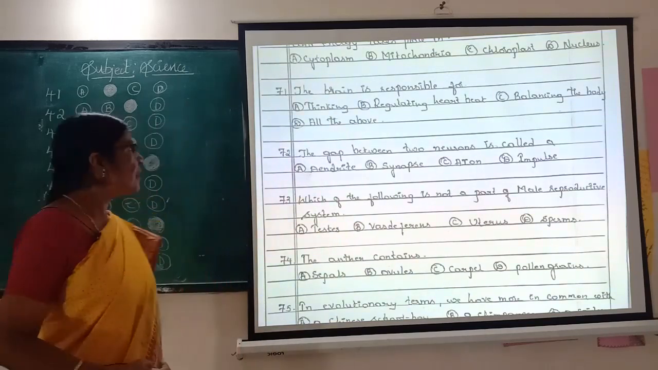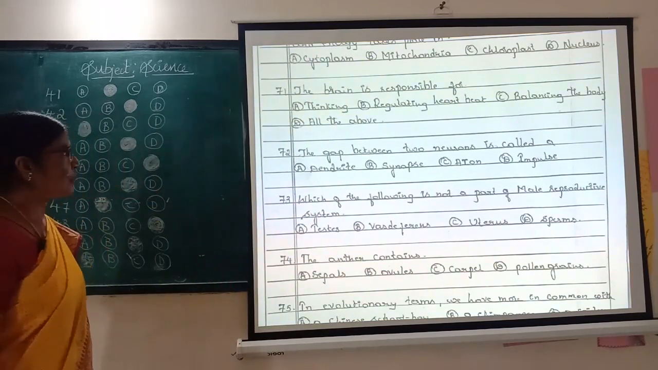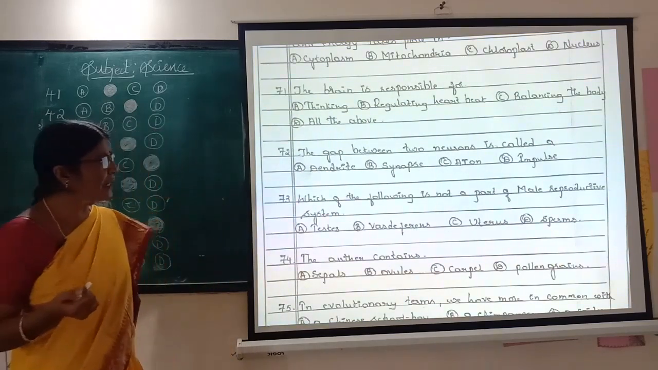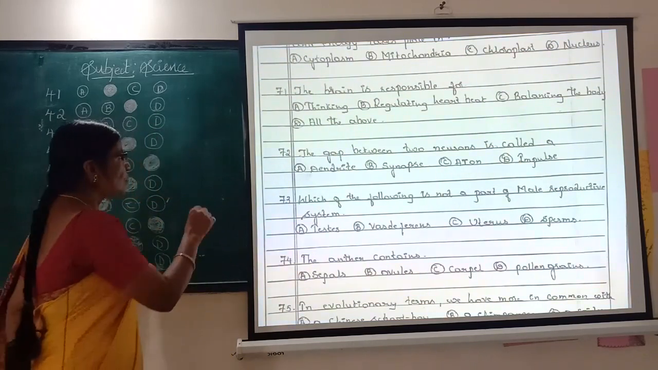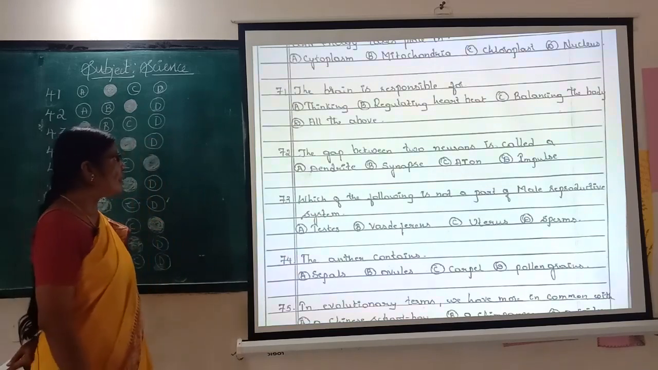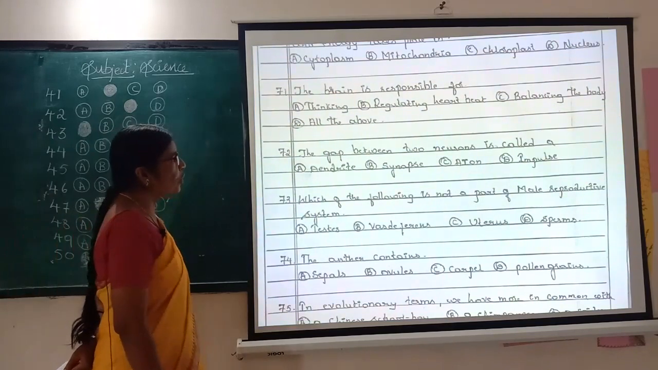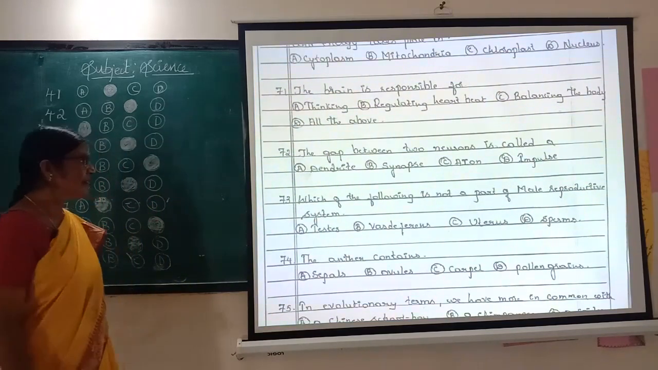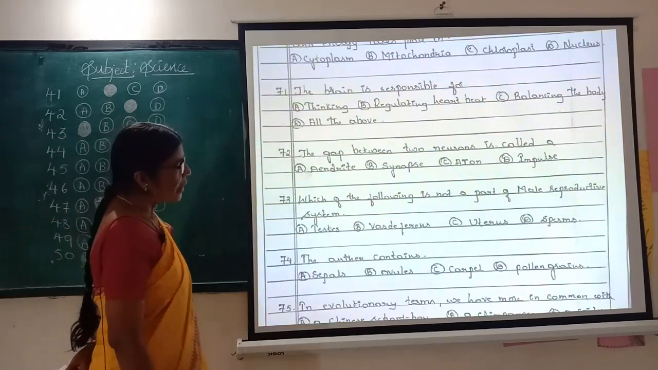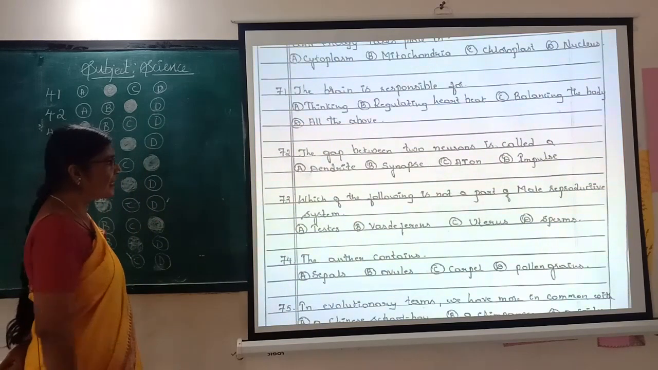If you see this 71st question, all the 3 options are correct. Even the brain helps in thinking, regulating heartbeat, balancing the body. All the 3 options. So D option is the right one, all the above, children. 72nd question. The gap between 2 neurons is called: option A dendrite, option B synapse, option C axon, option D impulse. B option is the right answer, children, that is synapse.